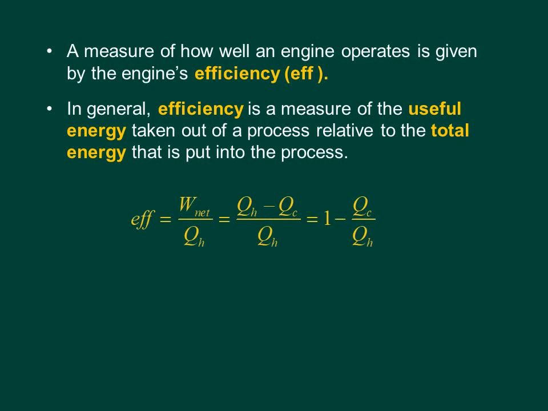So efficiency equals the useful energy, which is the work, over the total energy put into the system, which equals QH. And we know that the net work equals QH minus QC. So QH over QH equals 1 minus QC over QH. So this is the efficiency of a heat engine: the net work divided by QH, or QH minus QC divided by QH, which is equal to 1 minus QC over QH.